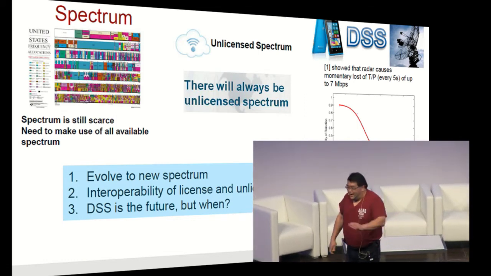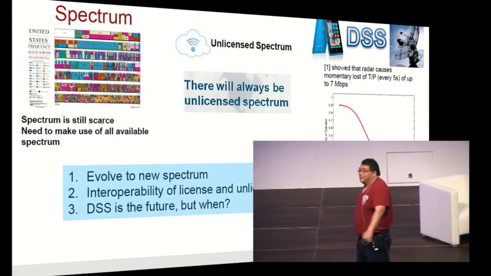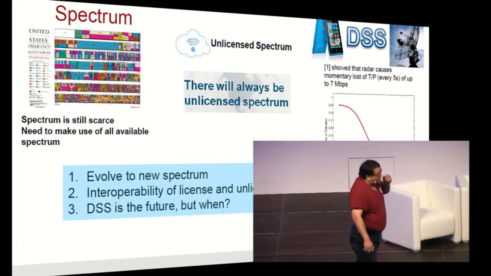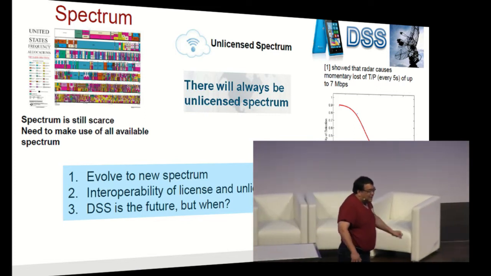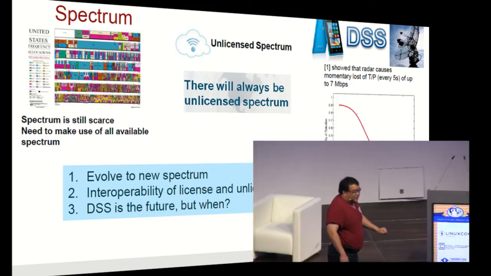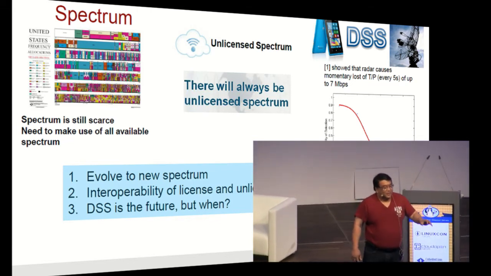All right. I did all this, and I haven't even talked about the air interface yet. And I told you the air interface is very important. So let's have one little graph on it. Spectrum is scarce. It's been scarce all its life, so that isn't going to change anytime soon. So we need more spectrum.